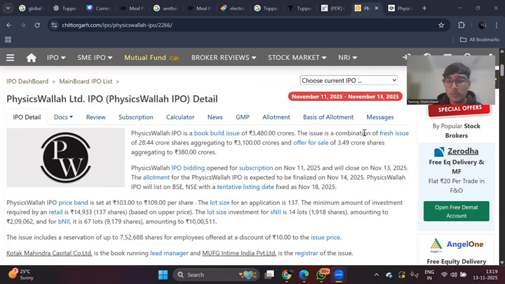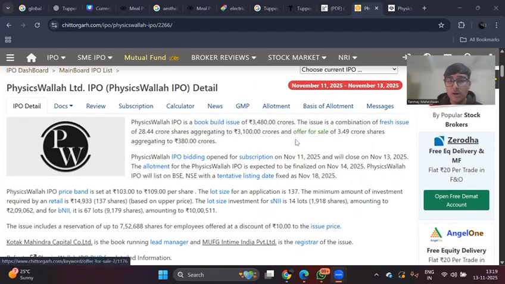Then this issue is a combination of a fresh issue and an offer for sale. Fresh issue basically means that new capital is being pumped into the company, and offer for sale is when existing investors want to sell their shares.